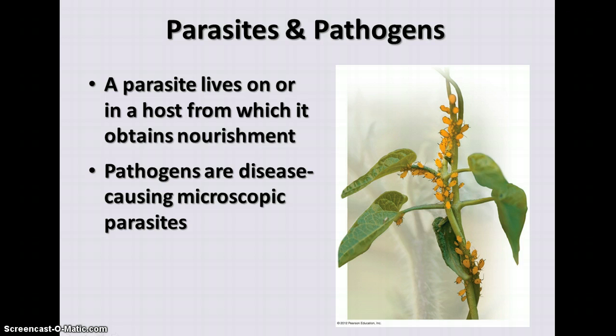And then finally, an example of parasitism. Remember that you have parasites and pathogens included in this. And just to give you a quick definition, a parasite lives on or in a host, and the pathogens are disease-causing microscopic parasites. This is a plant that is being infested by various kinds of aphids, and these are definitely parasites on this particular plant, and you can tell by the leaves that are crumbling here because all of the liquids have been sucked out by the parasites, by the aphids.